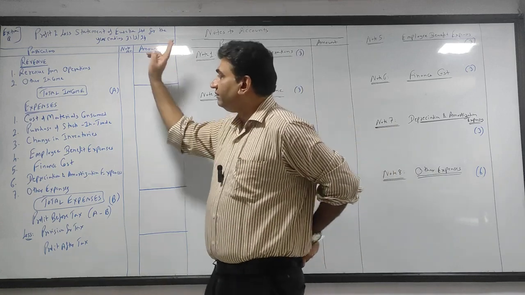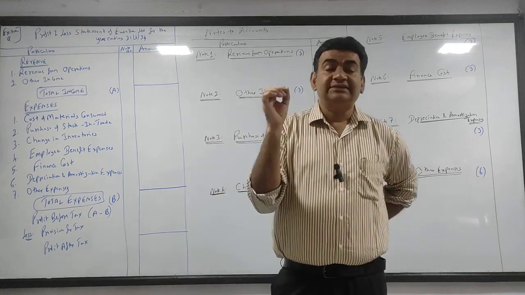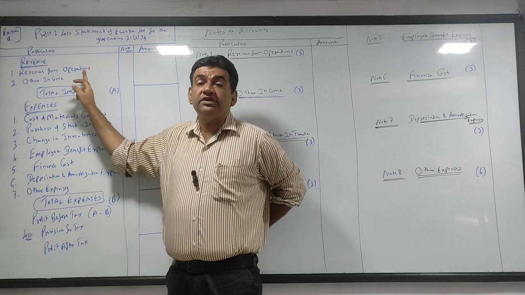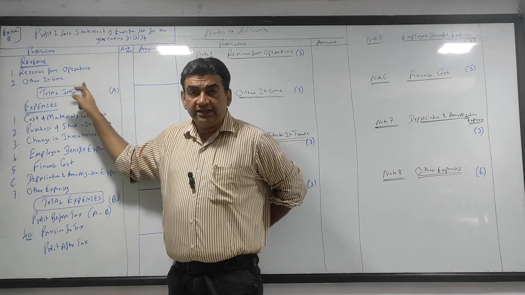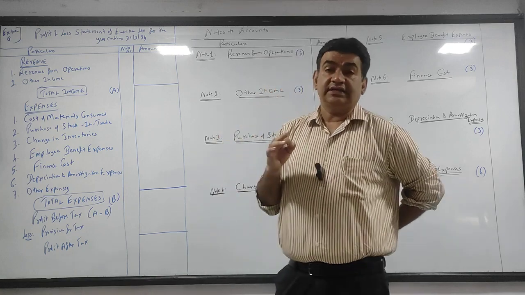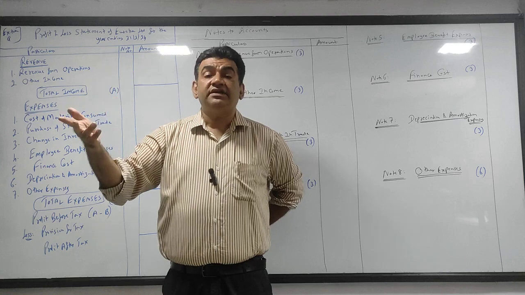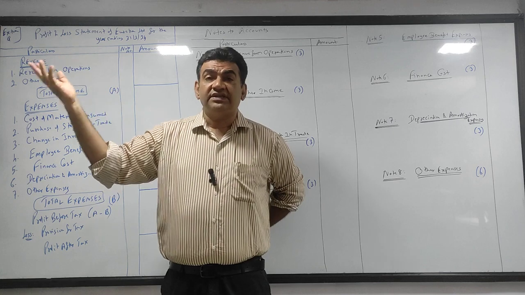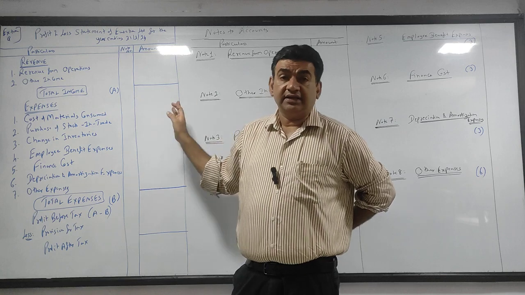Then second, other income. When I say other income, the heading itself says any income which doesn't come under the head revenue from operations will come under the head other income. That is interest received, dividend received, discount received, commission received. If you have invested in debentures, the interest received on that, all that will come under the head other income.